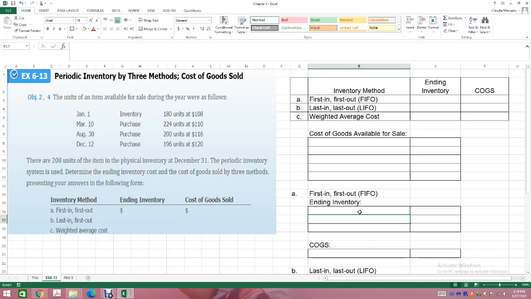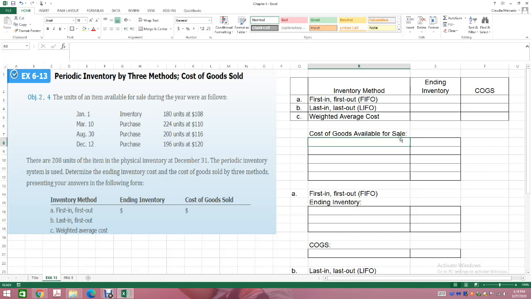So we have 208 units left. Now we have to figure out how much those 208 units are worth using the 3 methods, and how much it is that I sold during the year. Okay, so we're going to calculate our cost of goods sold and our ending inventory. So the first thing I'm going to do is calculate my cost of goods available for sale. What did I have available during the year to sell?